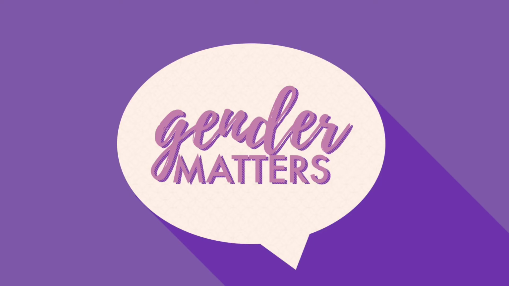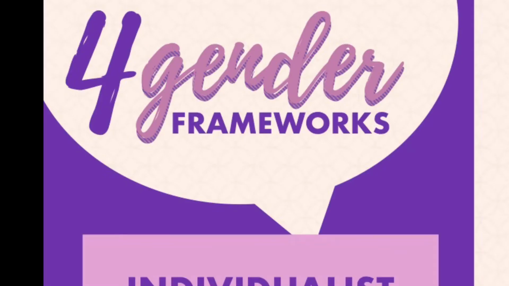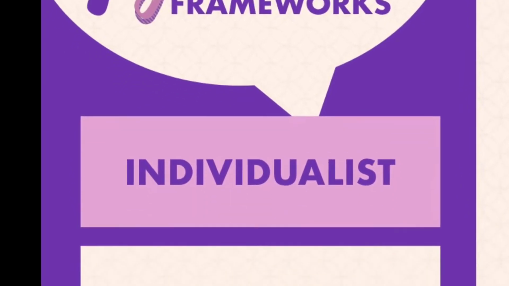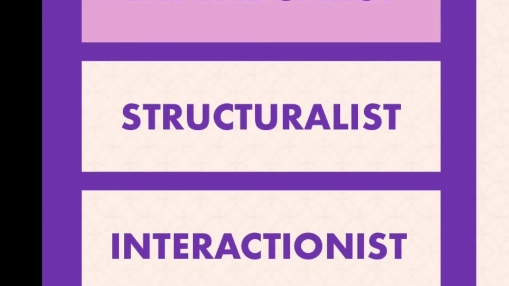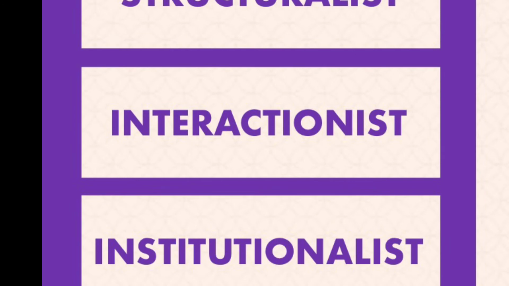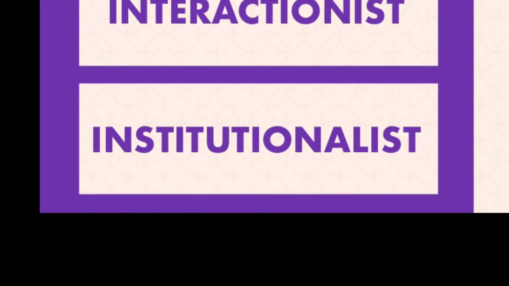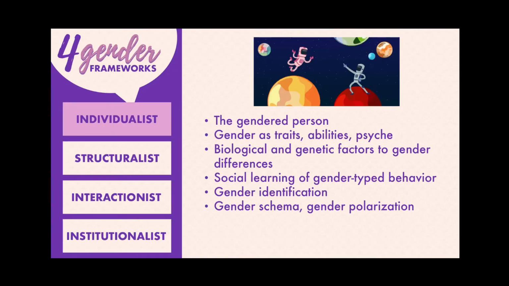In our previous lectures, we talked about how gender matters in all aspects of our social life. And in this video, we'll talk about the different theories and frameworks that attempt to explain the social construction of gender. So in this video, we will be talking about 4 gender frameworks: individualist, structuralist, interactionist, and institutionalist. So let's first discuss the individualist gender framework.